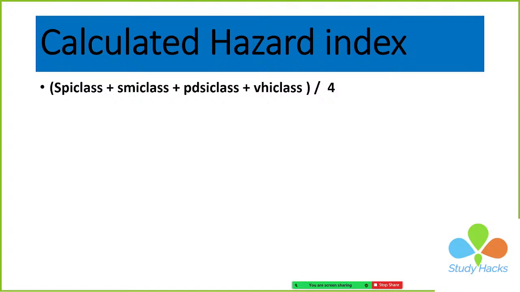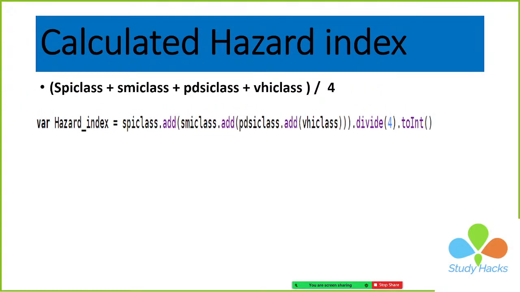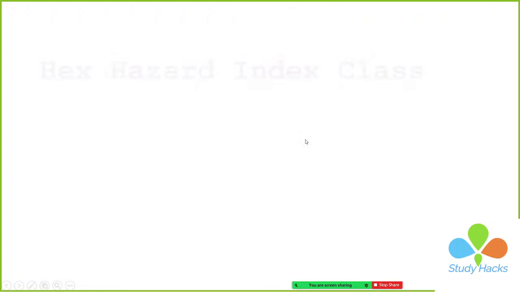And after this, when you calculate the hazard index, we can get the average result of the SPI class, SMI class, PDSI class, and VSI class. All of the classes, we can get the average result. You can see this is the equation, and this is the code for Earth Engine. To get the hazard index, we simply add all of the indices and finally divide by 4. Then we can easily get this index.